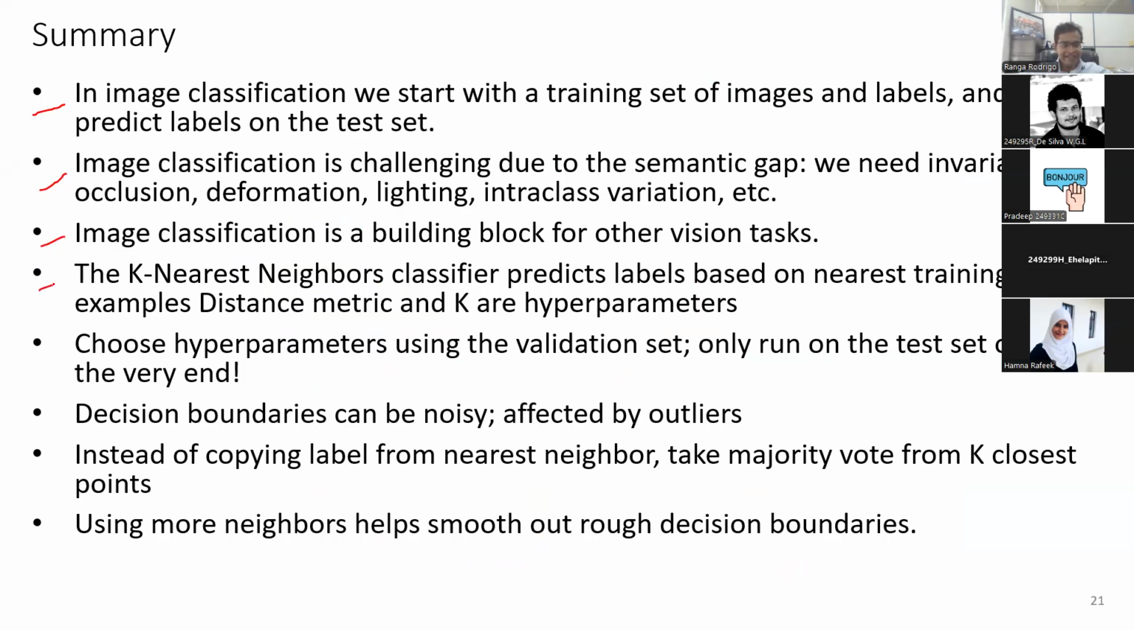The k-nearest neighbor classifier predicts labels based on the nearest training example. Distance metric and k are the hyperparameters. I forgot a dot here. Distance metric and k are the hyperparameters. Choose hyperparameters using the validation set. Only run on the test set once at the very end. Decision boundaries can be noisy, affected by the outliers. Instead of copying labels from the nearest neighbor, take a majority vote of k closest points. Using more neighbors helps smooth out rough decision boundaries, but they increase the computational complexity.